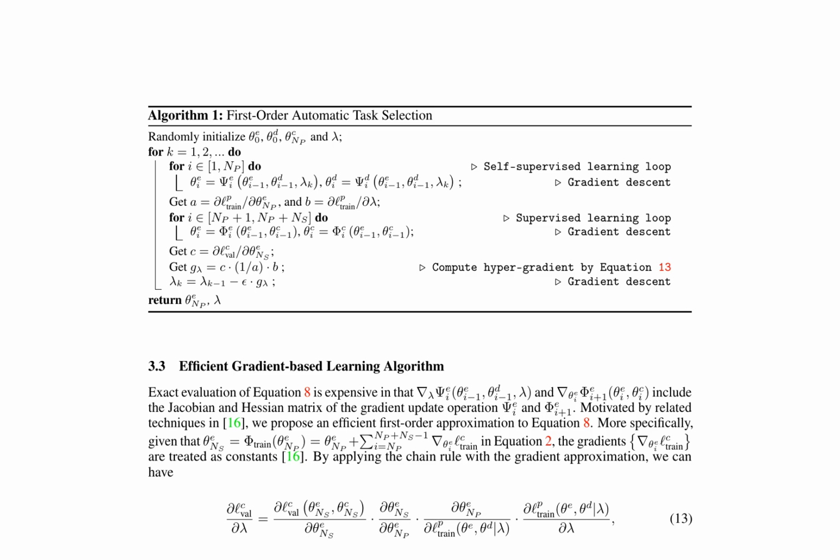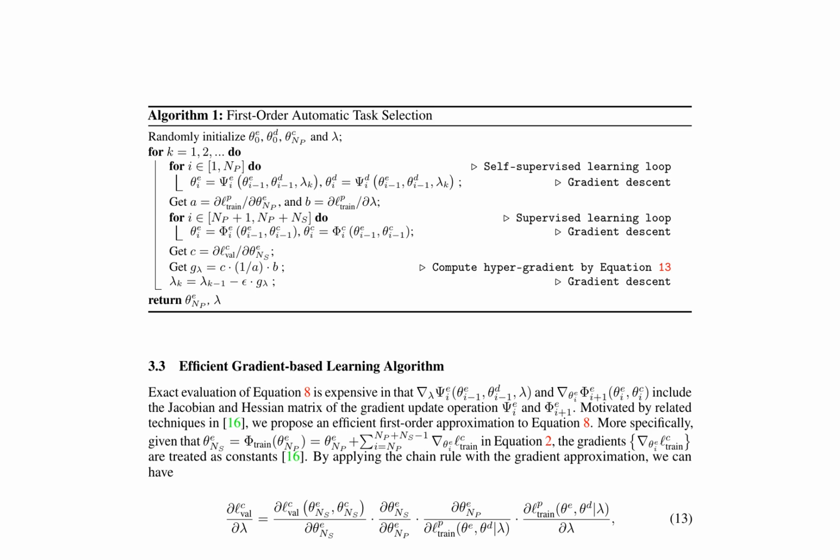Algorithm 1 presents a first-order automatic task selection method, leveraging self-supervised and supervised learning loops. The algorithm initializes parameters theta-e, theta-d, theta-c, and lambda, and iterates through the self-supervised learning loop, updating theta-e and theta-d using psi-e and psi-d, respectively. The supervised learning loop updates theta-e and theta-c using phi-e and phi-c, respectively. The hypergradient G lambda is computed using equation 13, and lambda is updated via gradient descent.